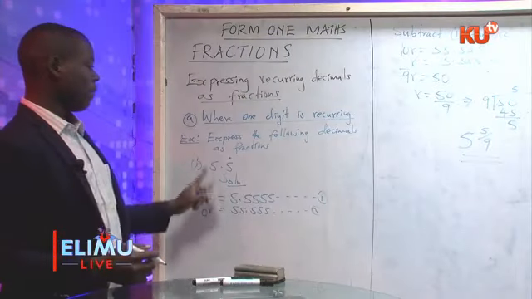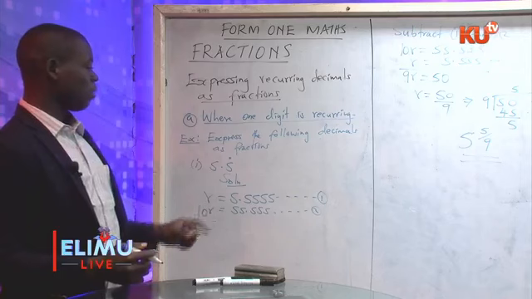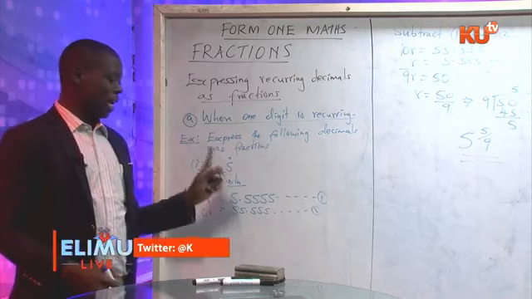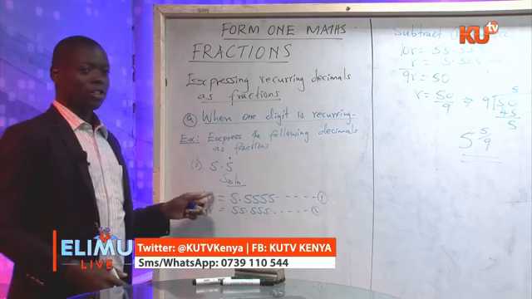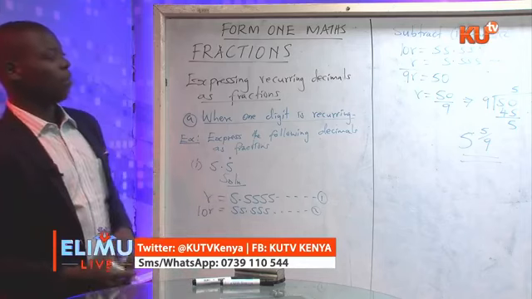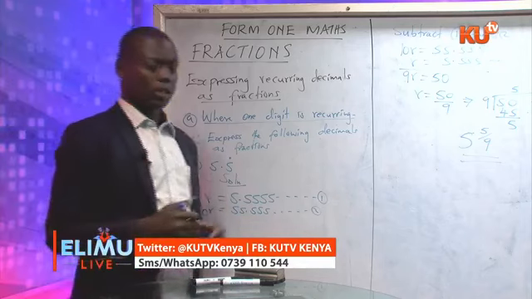Step 1, form the recurring decimal equation. Step number 2, identify the number of decimal places and multiply the equivalent total value to the first equation. Then subtract the two equations and divide with the coefficient of R to get your fraction.